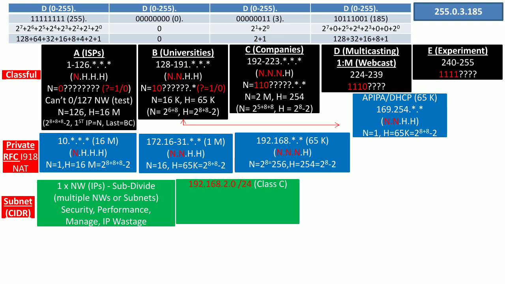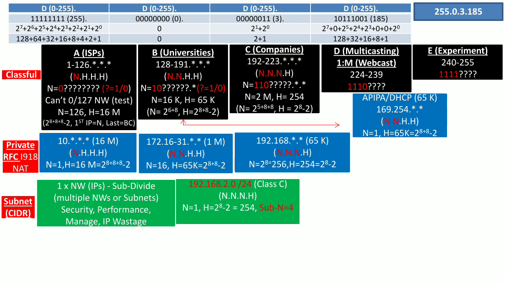Now this is an example of a class C IP address, which is also a private IP address. We are using the first 3 octets, or 24 bits, for the network portion. So 192.168.2 is the network address, and the first 3 octets are network addressing, and the last octet is used for host addressing. And this is a single network which has around 254 hosts.